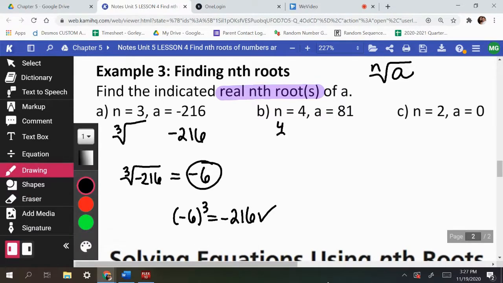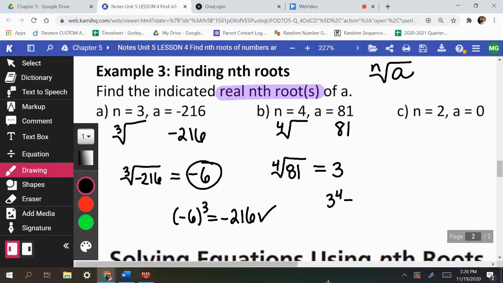Here we've got a 4th root. Ooh, those even roots, be careful. Even roots are tricky. And we've got 81, which is a positive radicand, so this is a case where we might have more than one solution. The 4th root of 81: I'm thinking something times itself 4 times would give me 81. I think that's 3. Let's try it.